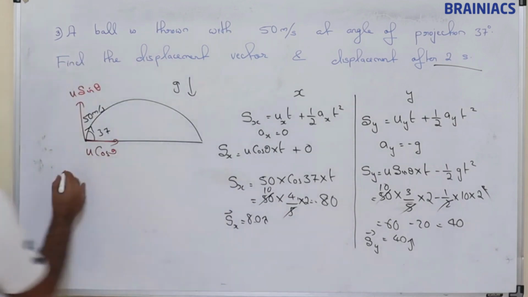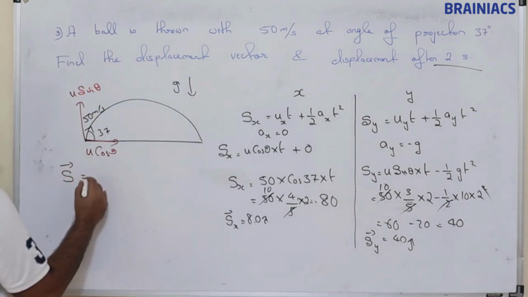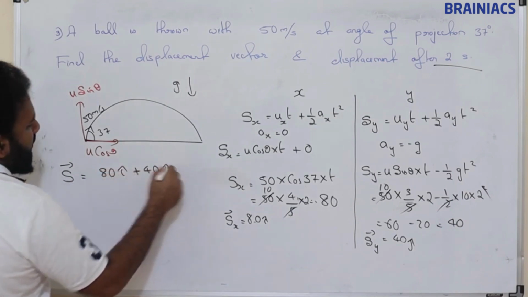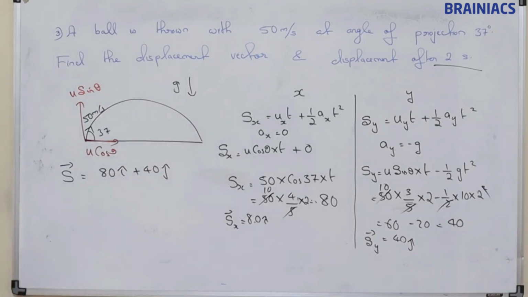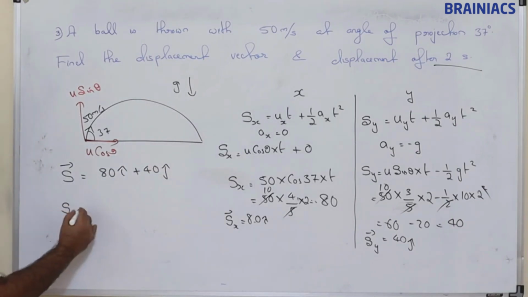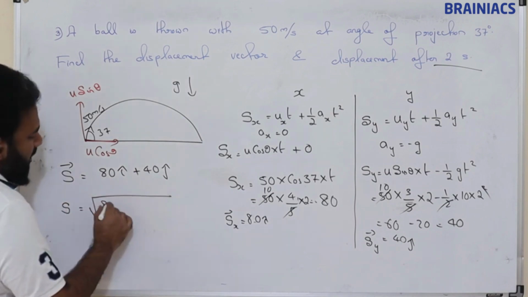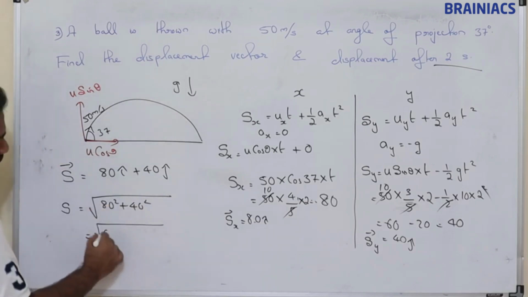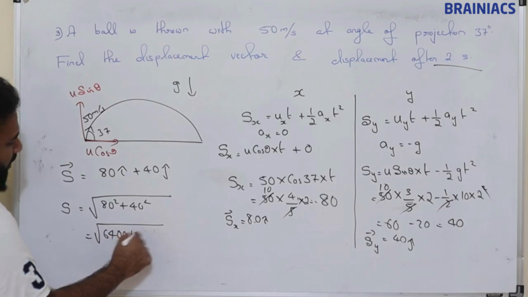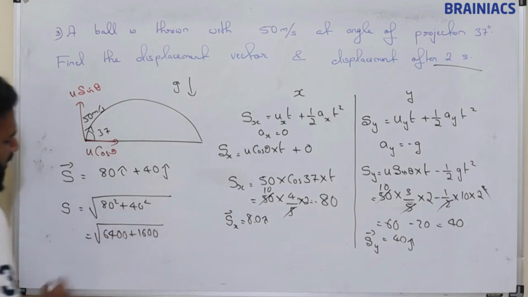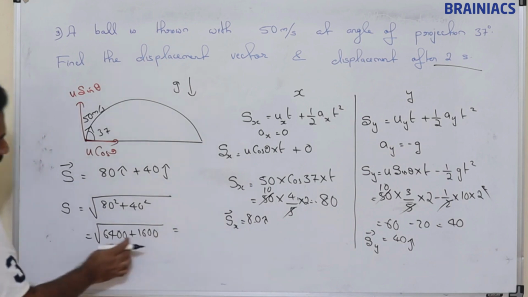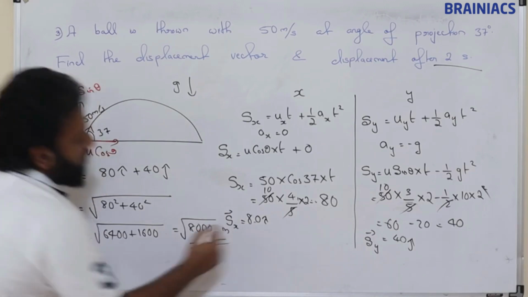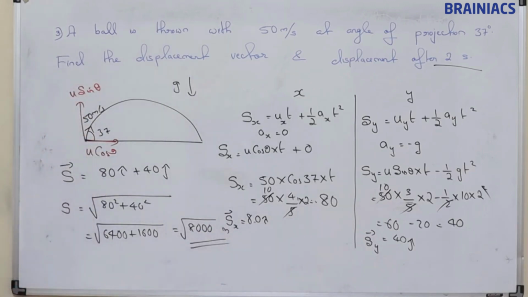So the overall displacement vector, we can write that s is equal to 80i plus 40j. This is the displacement vector. If we need the magnitude of the displacement, it is again 80 square plus 40 square. So 6400 plus 1600, the total will be 8000, so root 8000 meters. Clear? Okay.